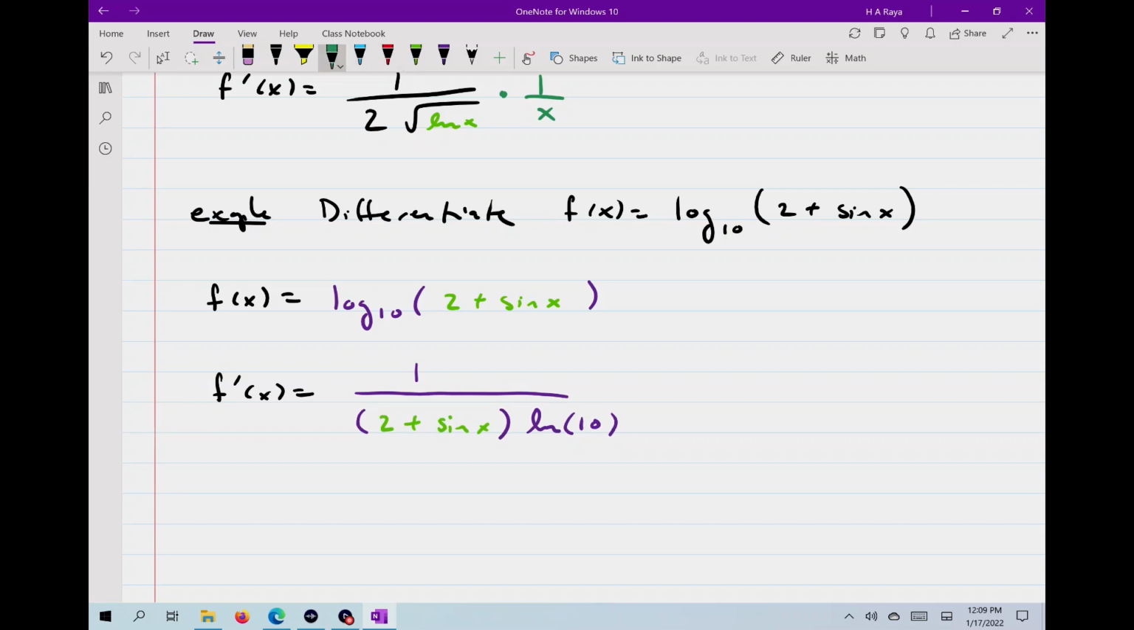And to cap things off, I'll take the chain rule derivative of 2 plus sine x and multiply it at the end. The derivative of 2 is 0. The derivative of sine x is cosine x. And that's it.